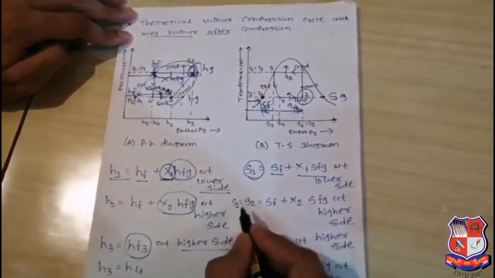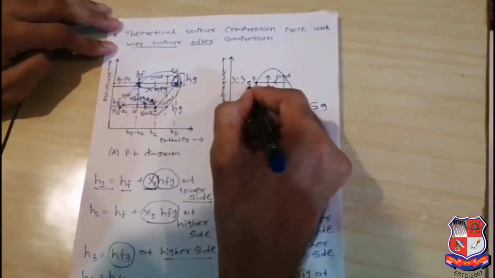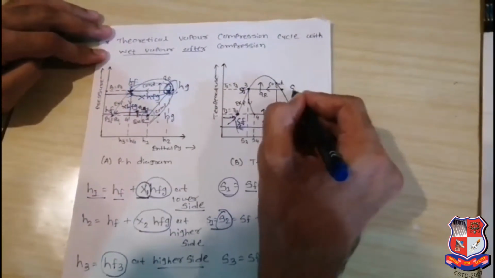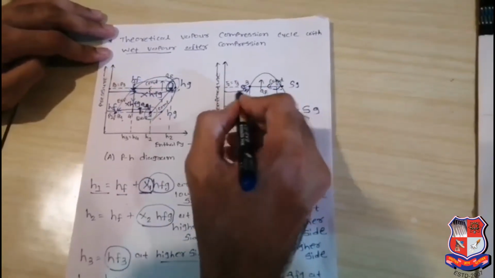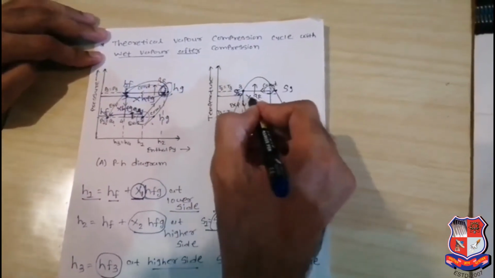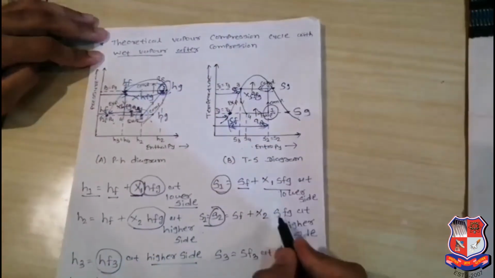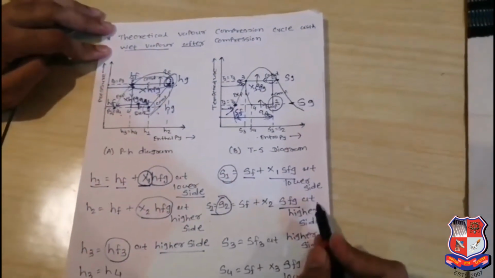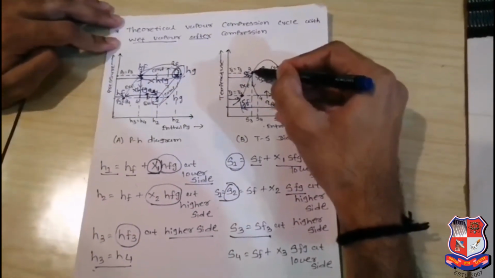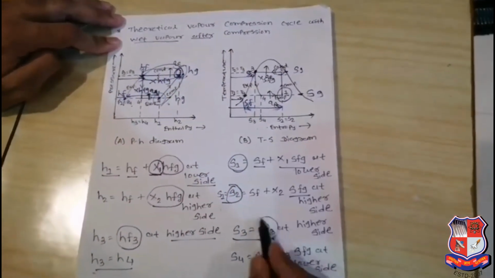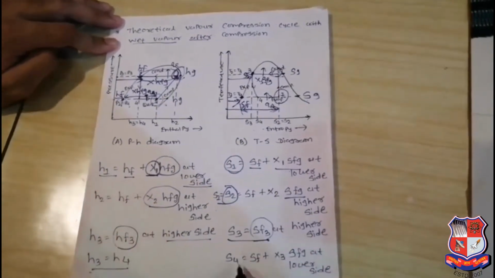So how to determine S2? In a similar way, that point will be SF, and on the saturation curve the vapor is at SG, but we require S2. So it will be considered as SF plus X SFG, at the higher side. Then S3 is equal to SF3 on the saturation curve, on the liquid side, so SF3 will be considered. Then how to determine S4?